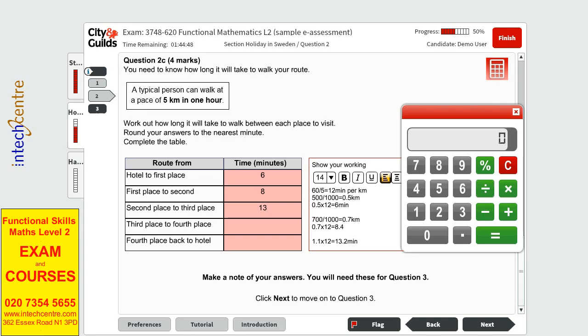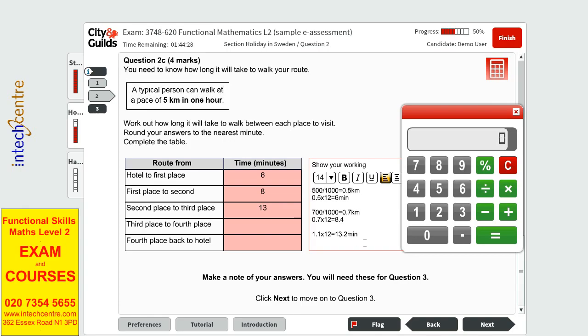Also, just so you know, you will only lose a mark if you don't round the times to the nearest minute. But at least they have to be correct. Make sure your answers are correct, even if you forgot to round them.